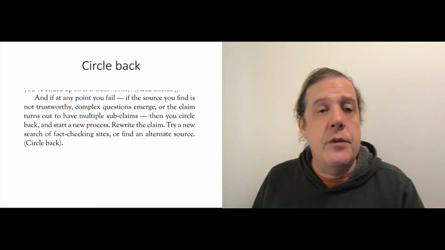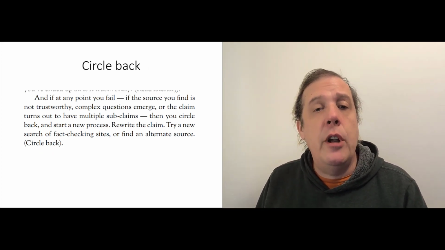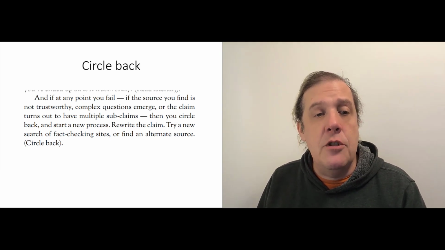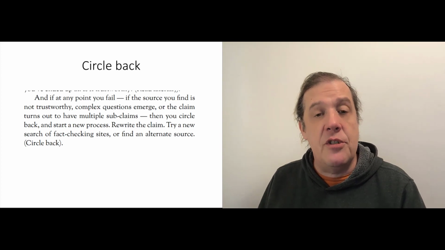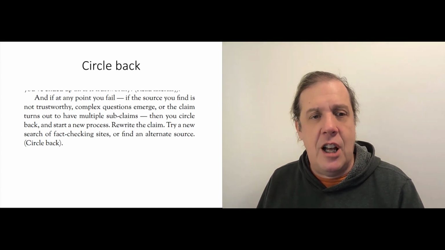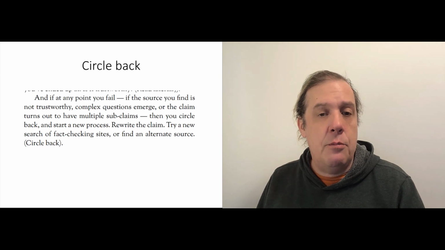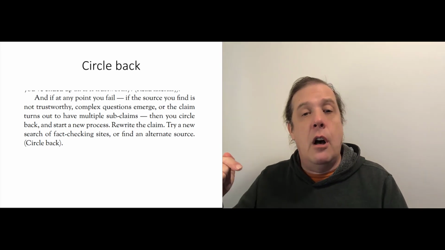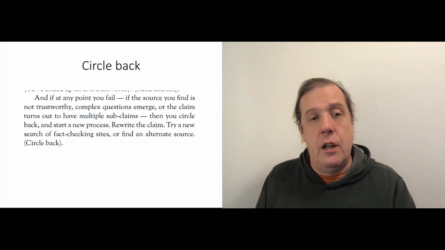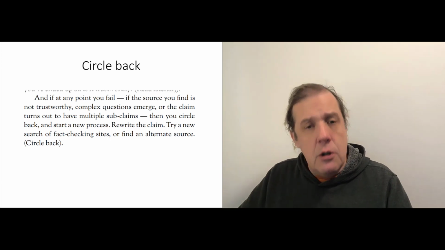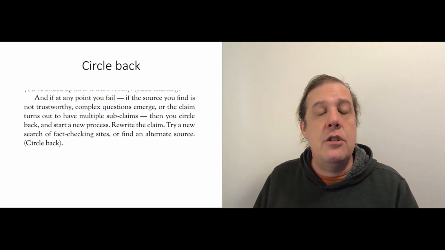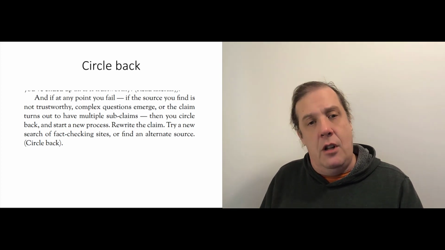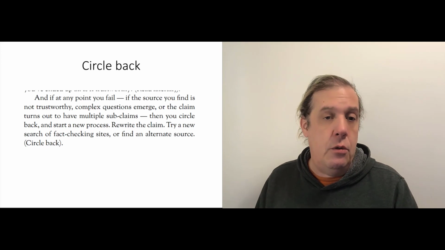Caulfield's final piece of advice: circle back. If at any point you fail, if the source you find is not trustworthy, if complex questions emerge, or if the claim turns out to have multiple subclaims, all of these things happen all the time, you circle back and start a new process. Rewrite the claim. This is important. How you phrase a question is so important for what kind of answers you get. And sometimes if you do have to do the research cycle repeatedly, you're going to need to actually reword your claim a bunch. And all of this depends on the practicality of what you're trying to do, right?